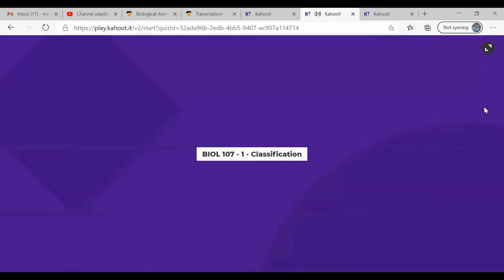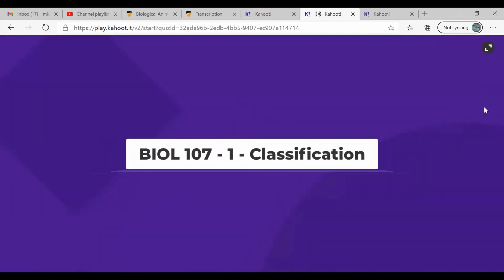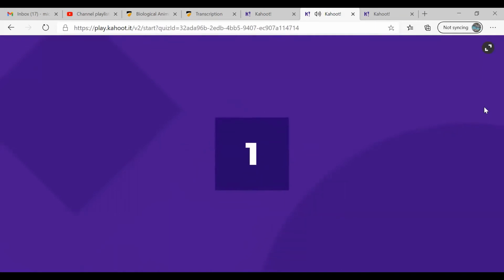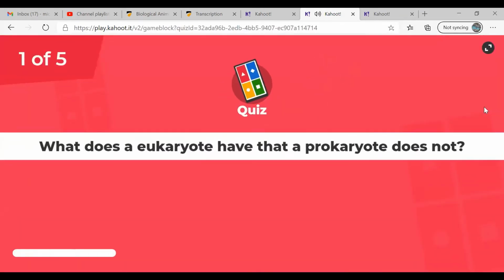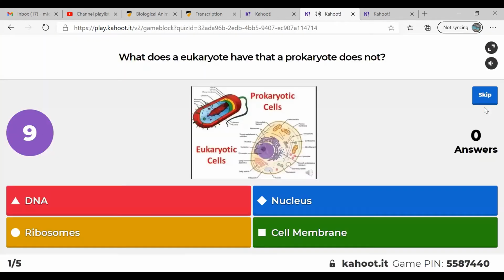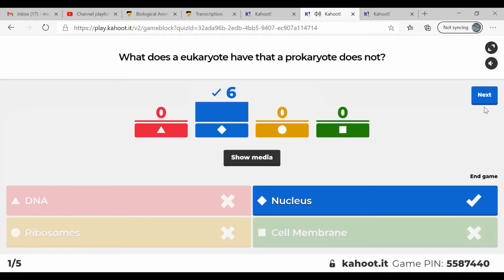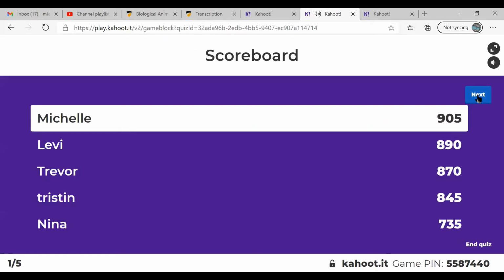Okay, here we go. See who can get the most points. What does a eukaryote have that a prokaryote does not? Okay, you got to be quick on some of these. That one you only had 10 seconds. So all the people who answered got it correct. The eukaryote has a nucleus. Remember, eu means true and karyote means nucleus. All right, good job, Michelle.